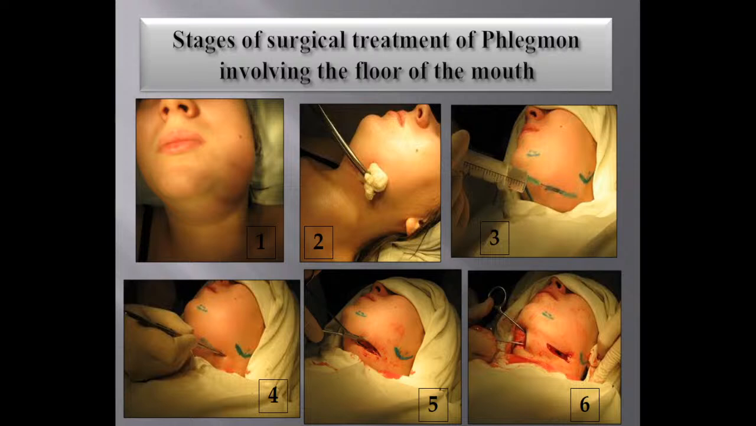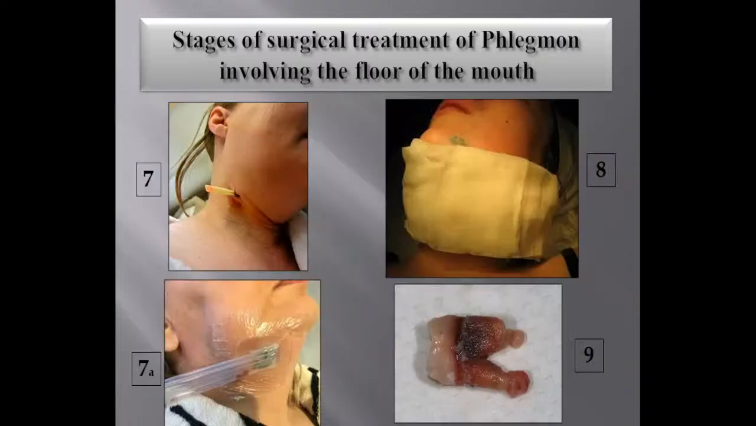Photo 4, it's the incision. Then 5 and 6 show us pus evacuation. Then 7 and 7A, it's different types of drainage, active and passive. And 8, it's operative or surgical dressing. And 9, it's the extracted tooth, which was the cause of this phlegmon.